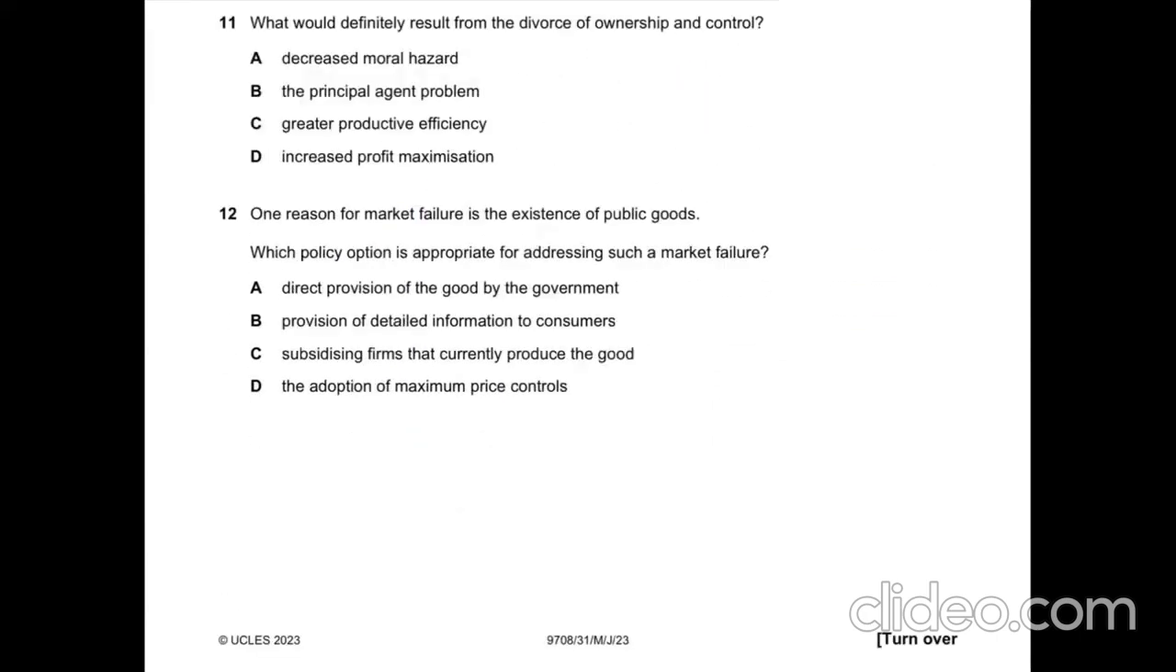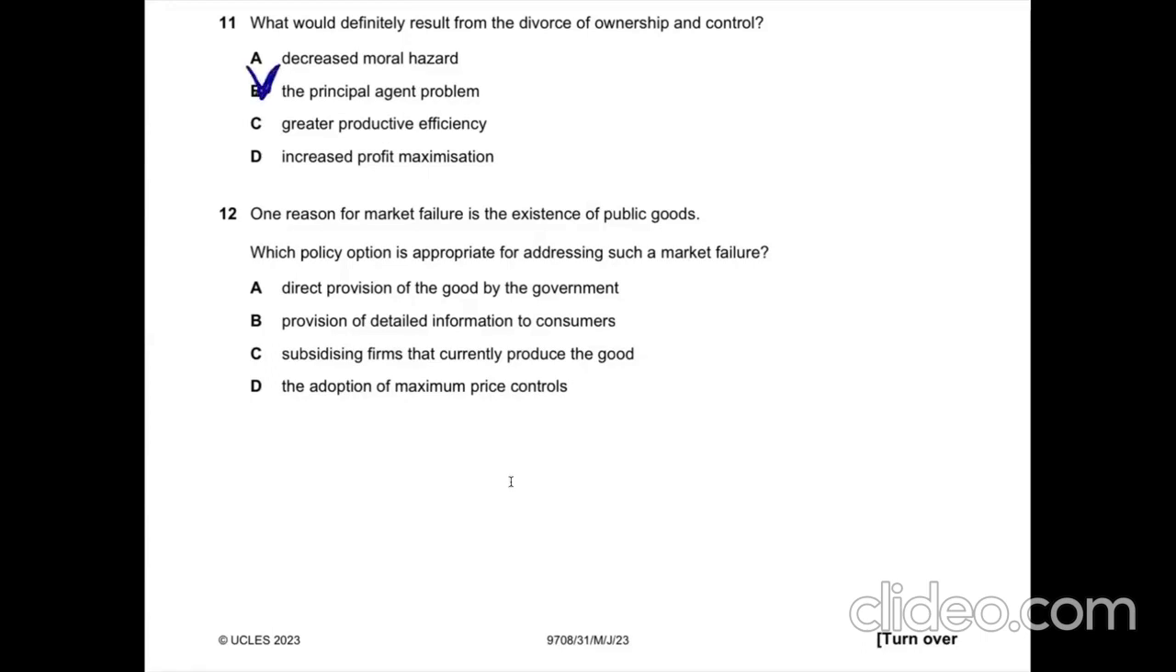Question 11. What would definitely result from the divorce of ownership and control? When there is divorce of ownership and control, then there are divided control towers, which can create some noises or disharmonies, which is defined as the principal-agent problem. Your firm has no one clear direction that comes from a primary principal, so it makes firms end up in an unstable situation. That's why the answer has to be B.